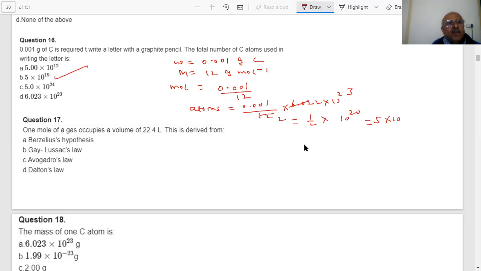5 into 10 power 19 atoms of carbon are used up. So when you are writing one letter with a graphite pencil, you can see how many atoms you are using: 5 into 10 power 19 atoms. That is the correct answer, students.